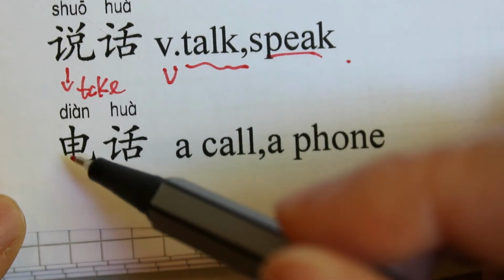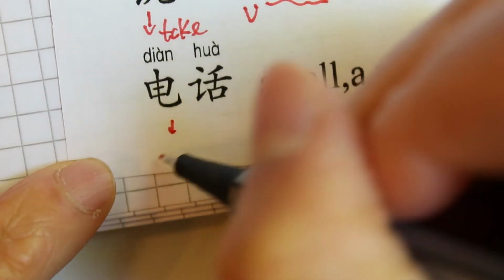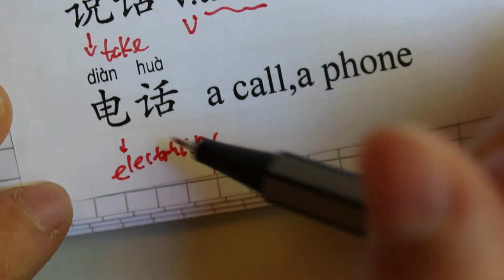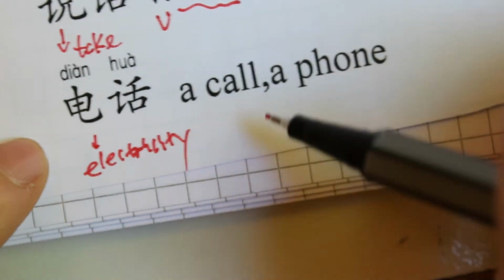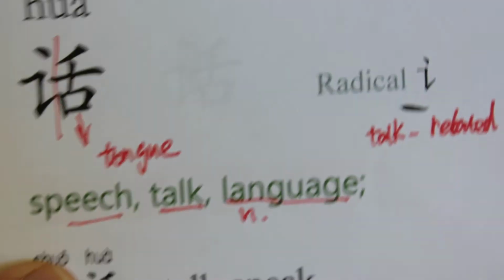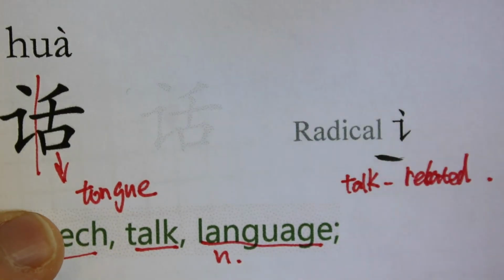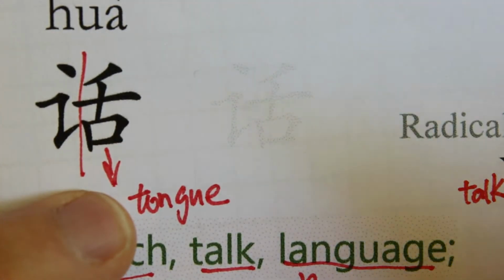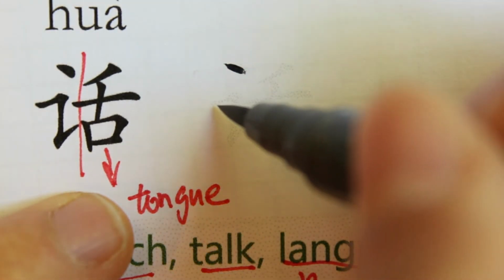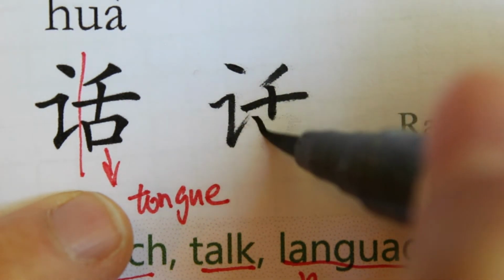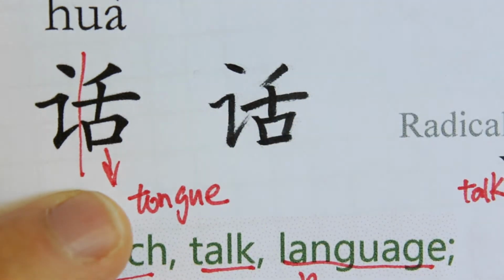The next one, 电话. 电 means electricity, electric. 电话, the talk is with electricity. It means it's a call and a phone. 电话. Okay, now let's try to write 话 together. 1, 2, 3, 4, 5, 6, 7, 8. So 话 has 8 strokes, 有8画.